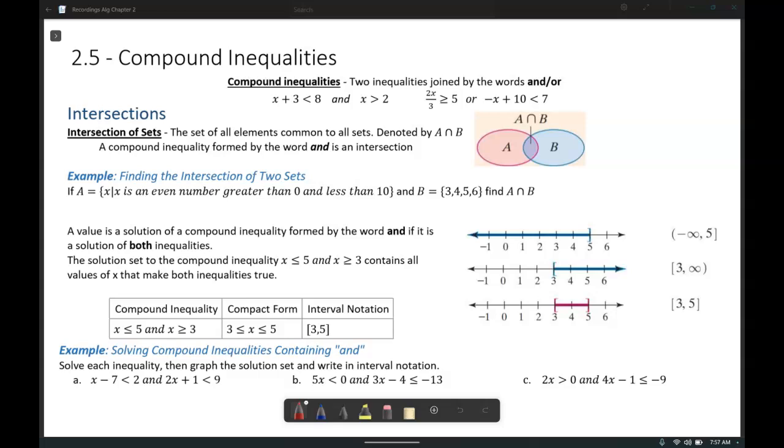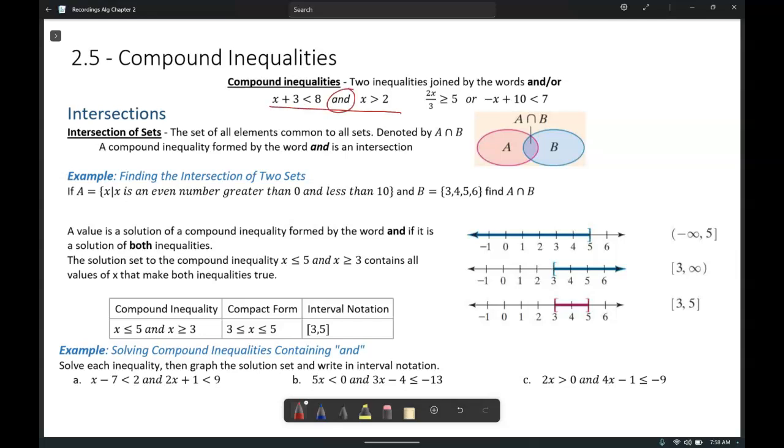Let's go ahead and start our next section and expand our information that we know about inequalities. We're going to look at what we call compound inequalities. The way compound inequalities work is that we're joining two inequalities together by the words "and" or "or." So we have some examples here where we have the inequality x + 3 < 8, as well as x > 2, joined by the word "and."